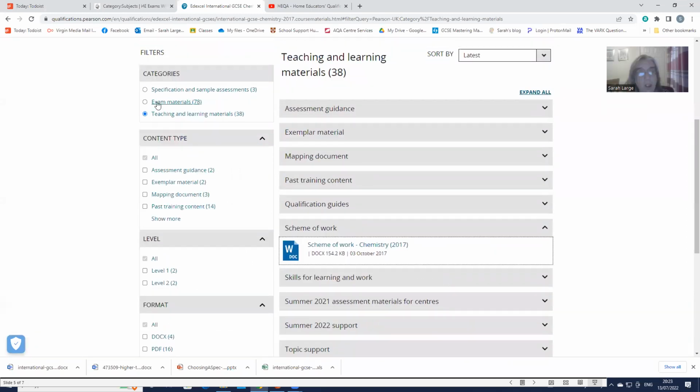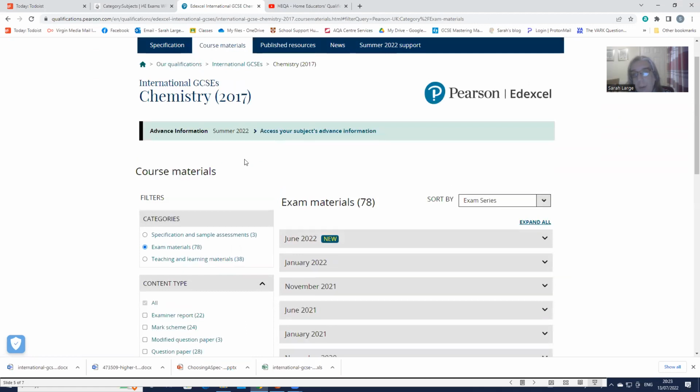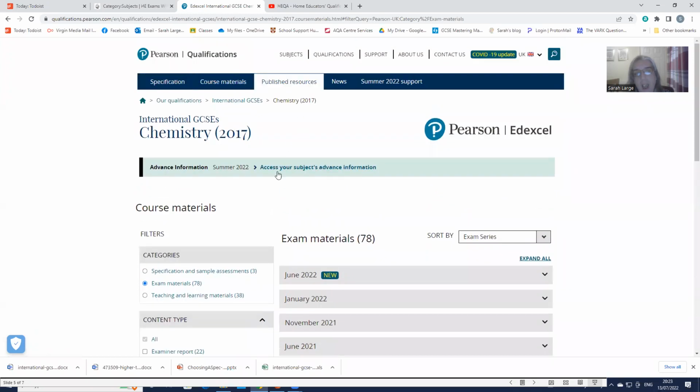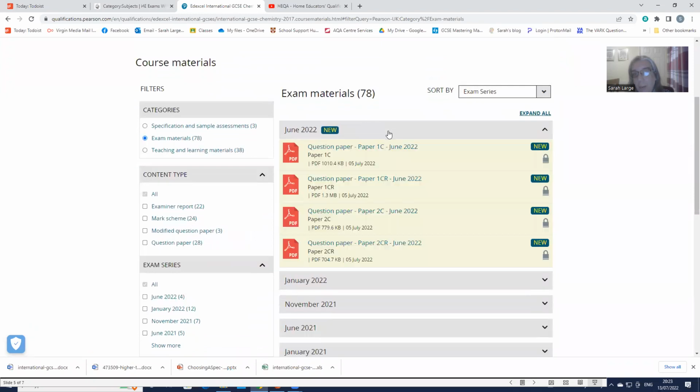We're looking at the exam materials. Different boards do them in different ways about how they put them on the site. Edexcel put all their papers there. They just have some of them locked, so you can see a little padlock. AQA do it slightly differently.